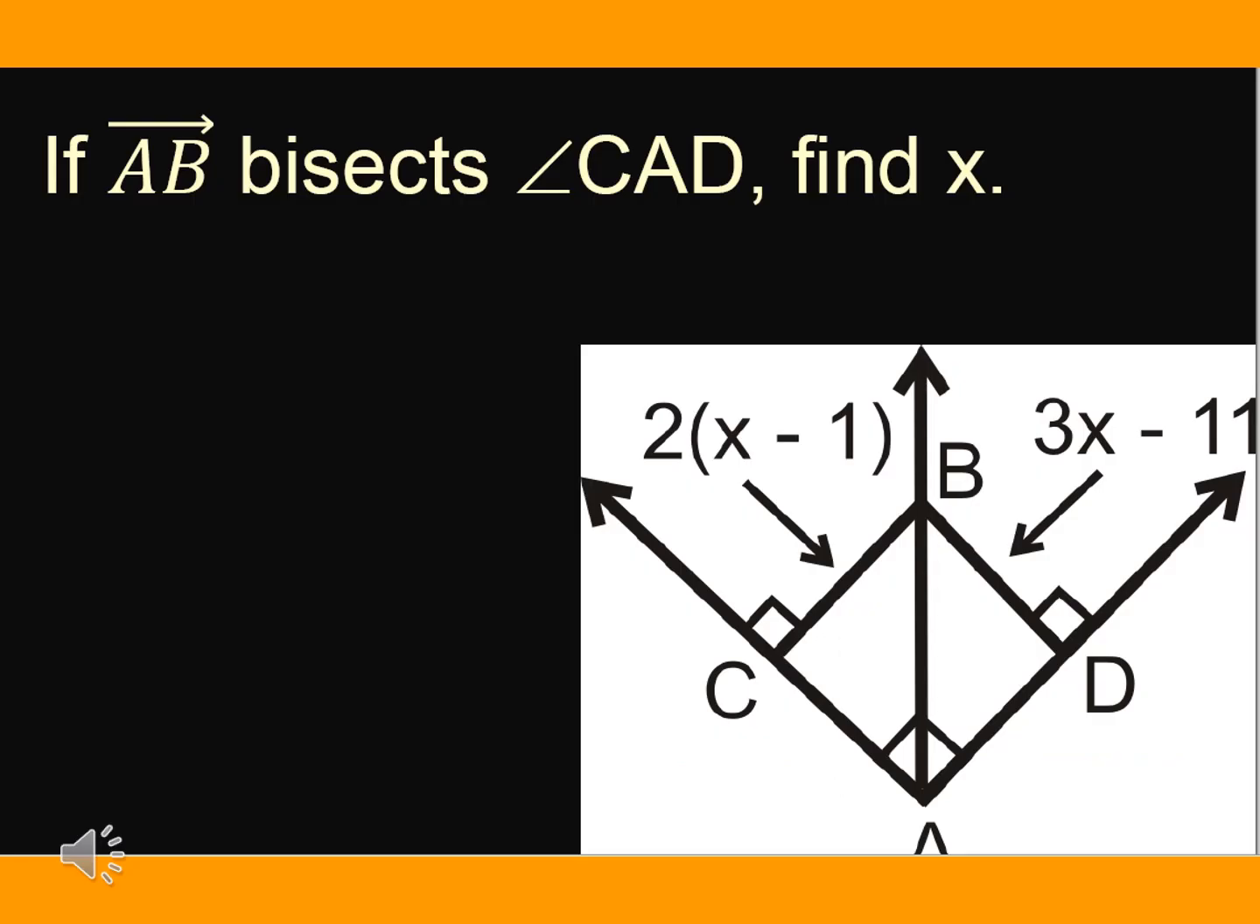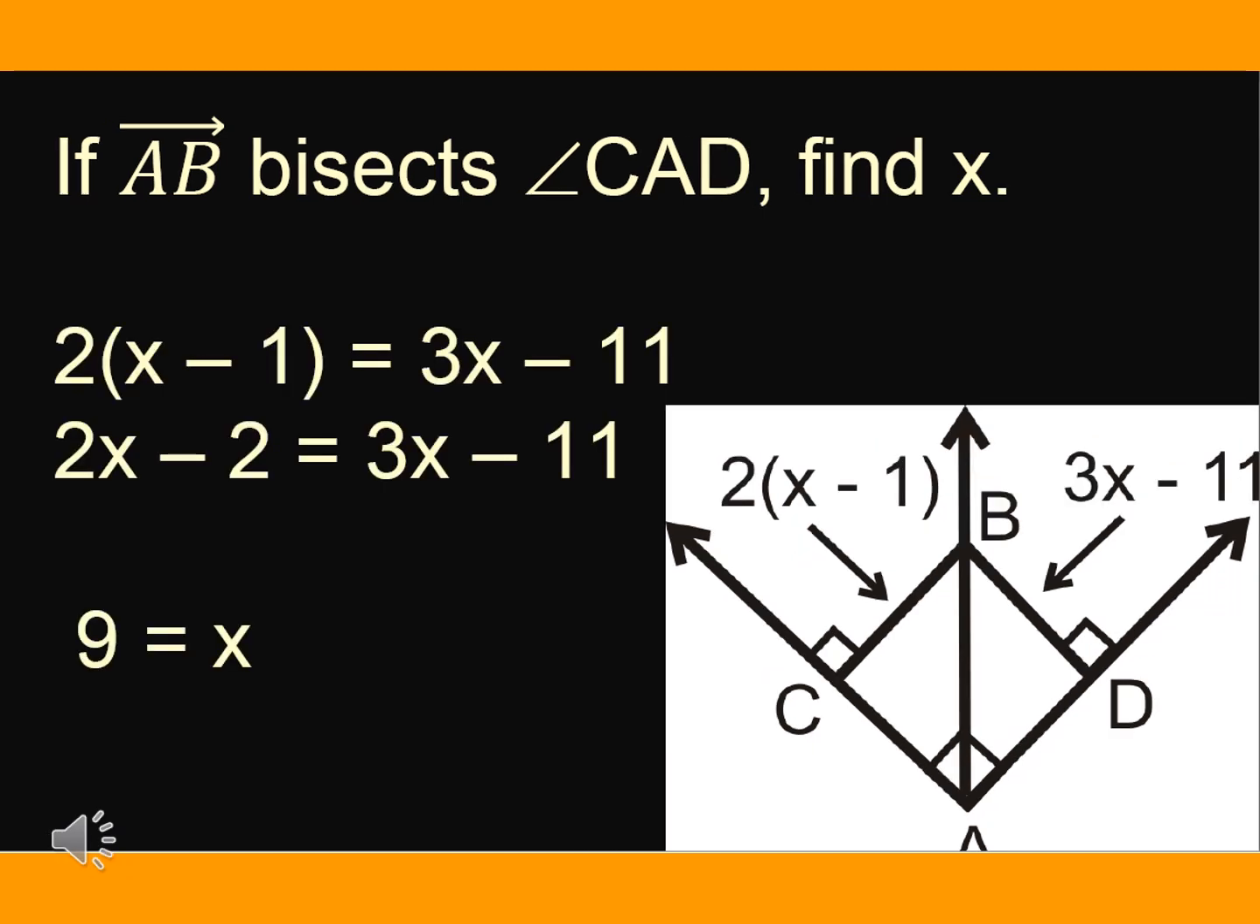Here's the same idea, but with a little bit more complicated problem. Here, the directions say find x. And so, of course, what you want to do is to set the expressions that you have equal. If you do that, you're going to end up with 2 times x minus 1 equals 3x minus 11. You get all your x's on one side, all your numbers on the other, and it does turn out that x has to be 9.